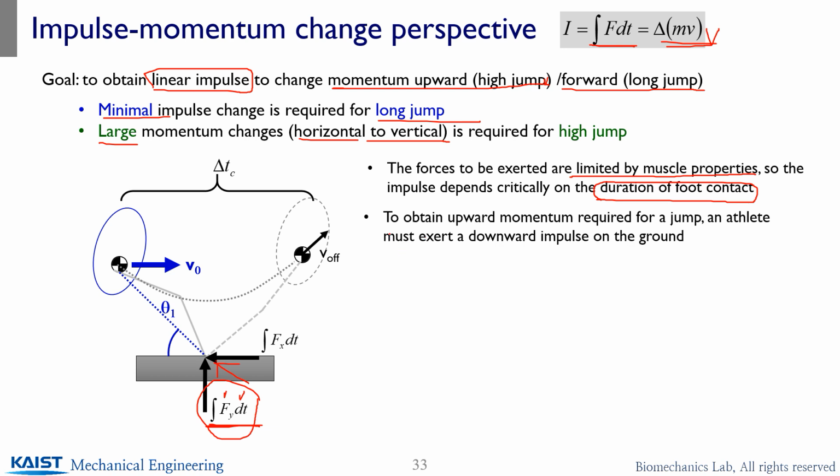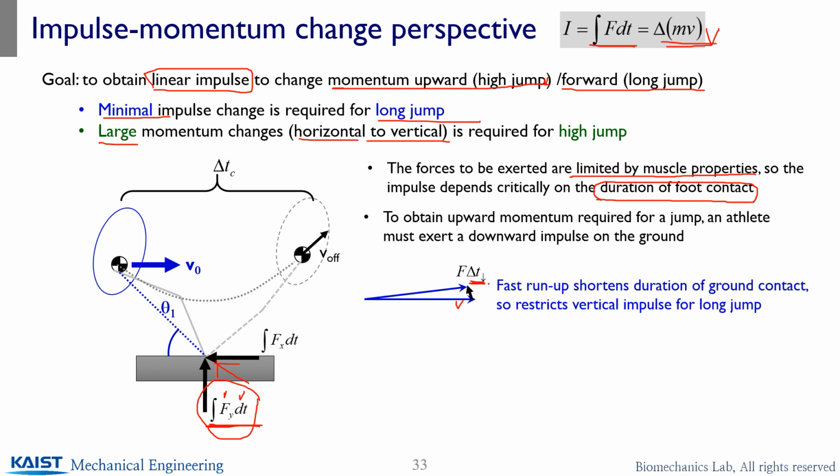Also, to obtain upward momentum, you have to exert force downward as a reaction so that the ground reaction force is applied upward. Combining those two, if you have a very fast run-up speed, that will decrease the contact time. You will have a really small impulse applied. That means you have little change in the vertical motion, and you don't lose a lot of your horizontal momentum.